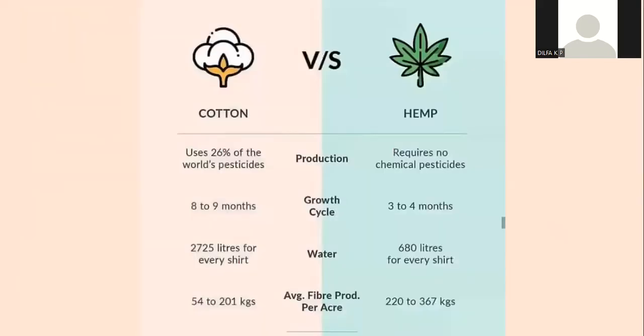So about cotton versus hemp, this is just for your information. It uses no chemical pesticides. The growth cycle is only 3 to 4 months, and the water needed is also very little, and the production is also very high compared to cotton. So that is why hemp is a sustainable, better option compared to cotton. So that is hemp being used for making dresses.